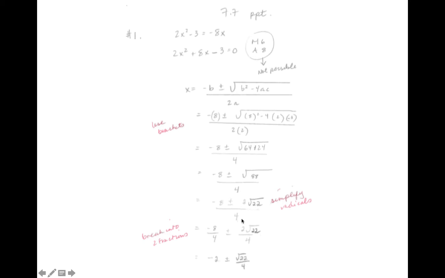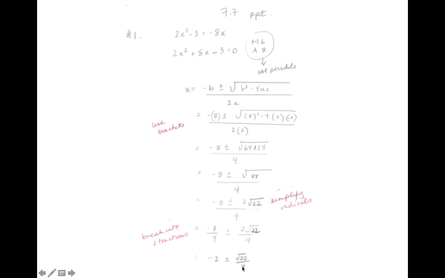Okay, now at this stage, you still have to simplify this expression, and the safest way to do that is to pull it apart into two fractions. Negative 8 over 4 plus or minus 2 root 22 over 4. And then we simply simplify. We get a negative 2 for the negative 8 divided by 4, and we reduce this to 1 over 2. This should be a 2.